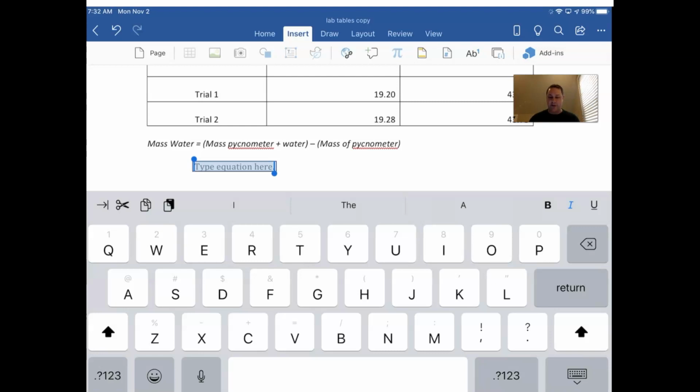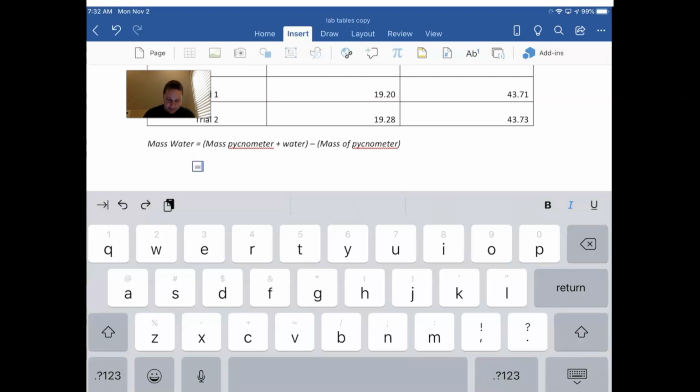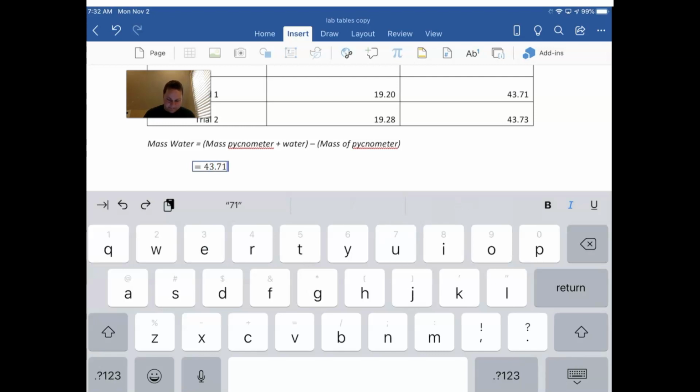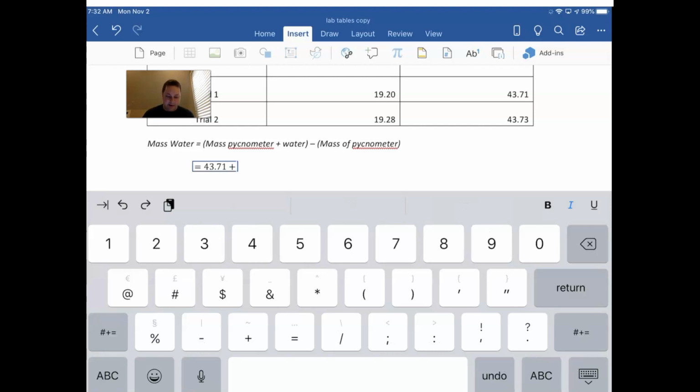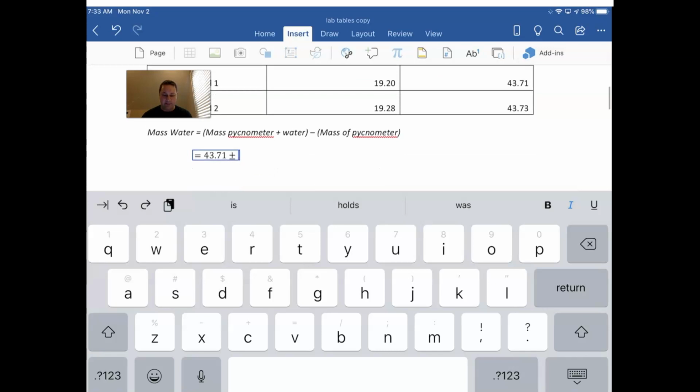For trial 1, it was 43.71 grams. I'm a little bit in the way, so let me move myself. I'll type in equals 43.71 grams. Actually, I need to put my uncertainty in there. How I do uncertainty in this equation editor is I just use a plus minus: I type the plus, then minus, and it automatically knows to make that symbol for me. And my uncertainty was 0.01 grams, so I'll type that in.